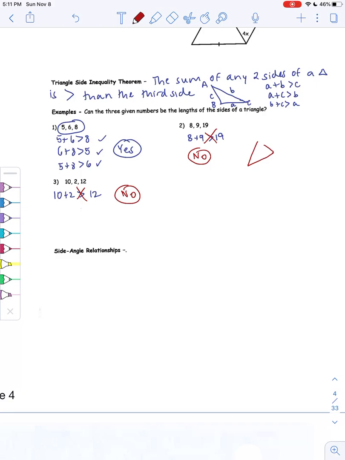Okay, so that completes the triangle side inequality theorem, and you can find this theorem in your textbook in section 5-5 for reference.